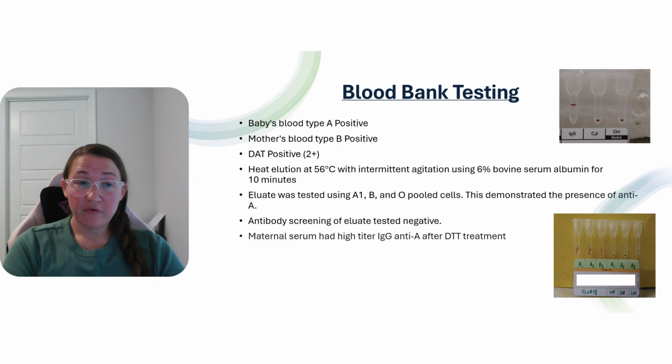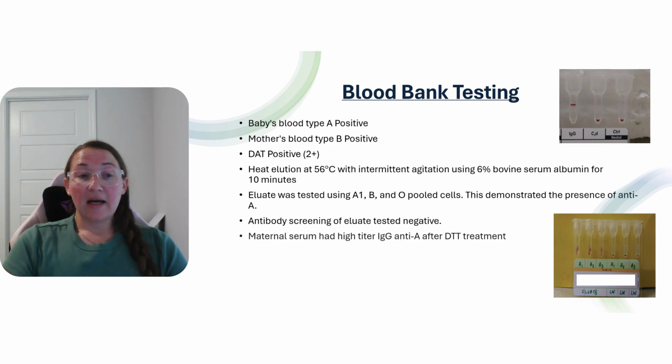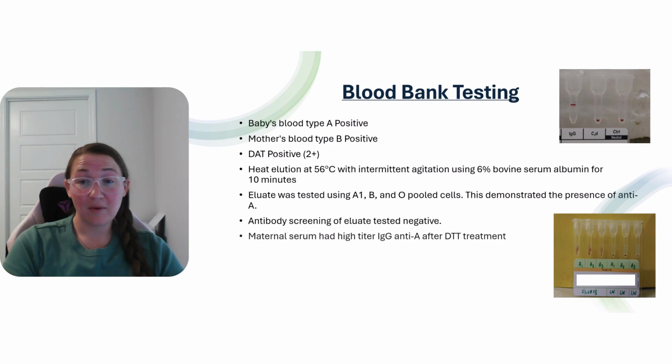So the DAT was performed, and at the IgG form of the DAT, we had a 2+ positive, indicating that we had antigens, like an antigen and an antibody connection. So there were antibodies that were connected to these red cells. We did a heat elution at 56 degrees Celsius with intermittent agitation using 6% bovine serum albumin for 10 minutes. Long story short, we did an elution to break those antibodies off so we could test and see what is specifically causing these issues.